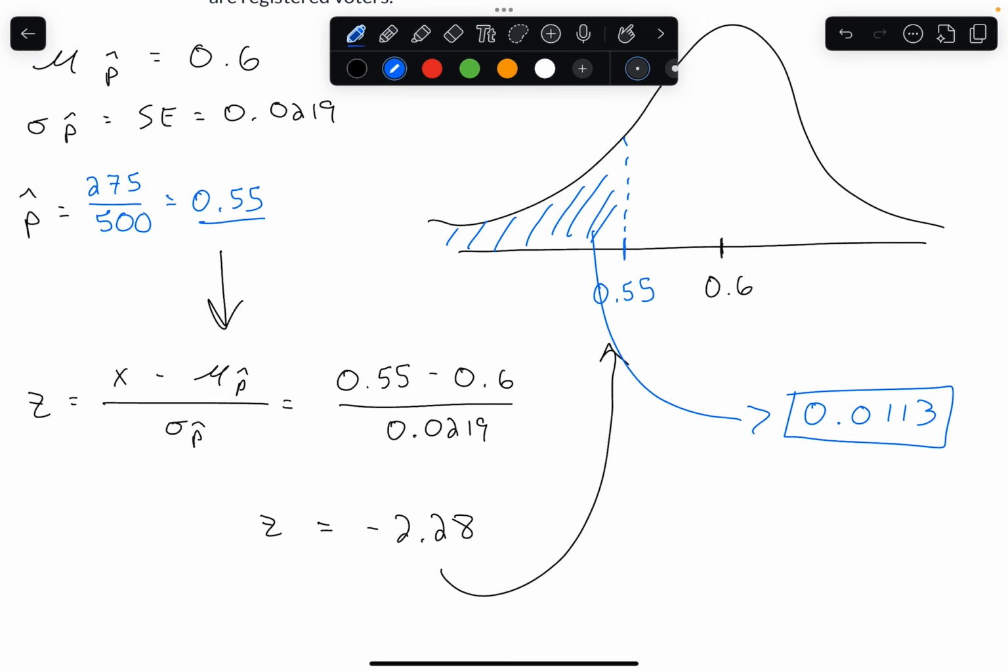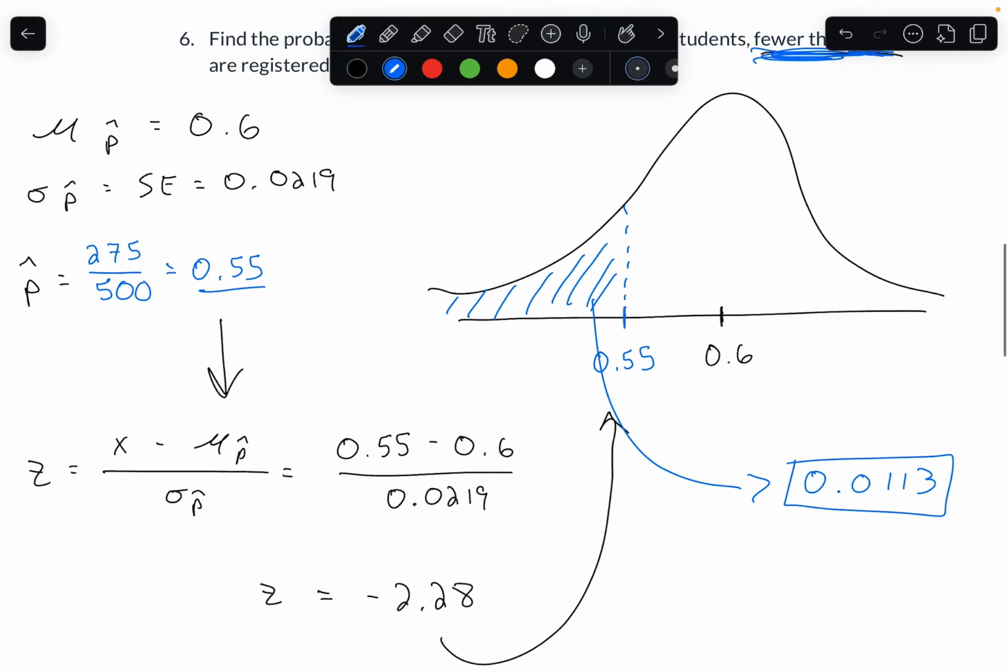So I would strongly encourage you, as you're working through these types of problems, to take a moment and specifically write out what the mean of your sampling distribution is, what the standard deviation is, and what the picture looks like. That's going to help you when it comes time to find your z-score and then find your probabilities.